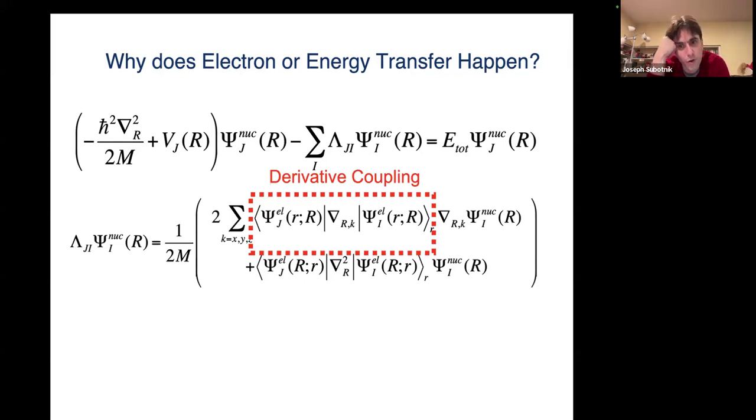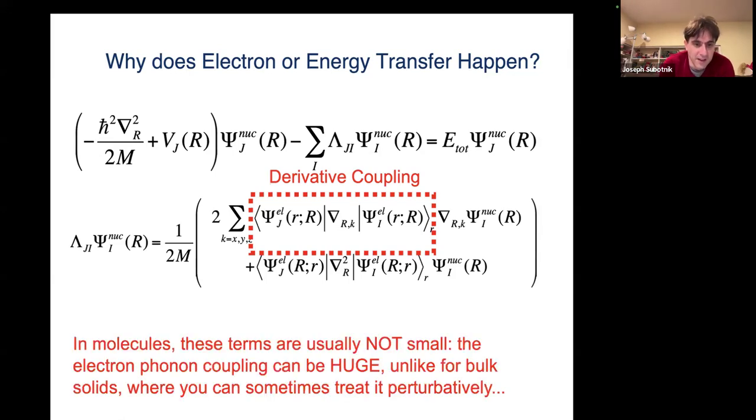These derivative couplings are where all the magic is. What really matters is how these adiabatic states depend on nuclear position. And when you figure that out, you can figure out how you actually couple one surface to another, and therefore how electron transfer happens. Now, usually these terms are not big. If you go to any textbook you can think of in chemistry, the first approximation is that they're always zero. And in solids, they almost always are zero. And again, most people ignore them entirely.